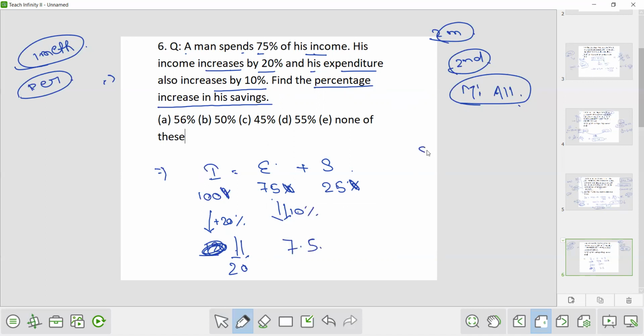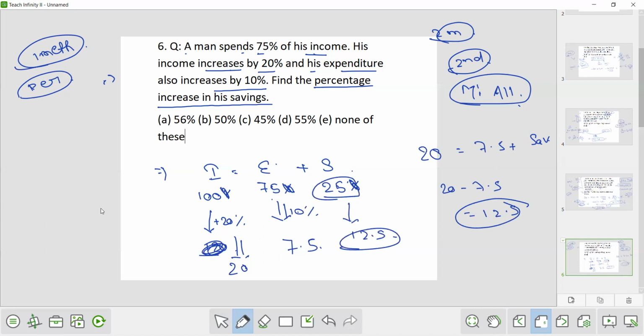Now his income increase is 20, his expenditure increase is 7.5. So what will be the saving? Saving is 20 minus 7.5, that is 12.5. Means the increase is 12.5 out of 25. Out of 25, it is 1 by 2. 1 by 2 means 50%. The percentage value is 50%. So option B is the correct answer.